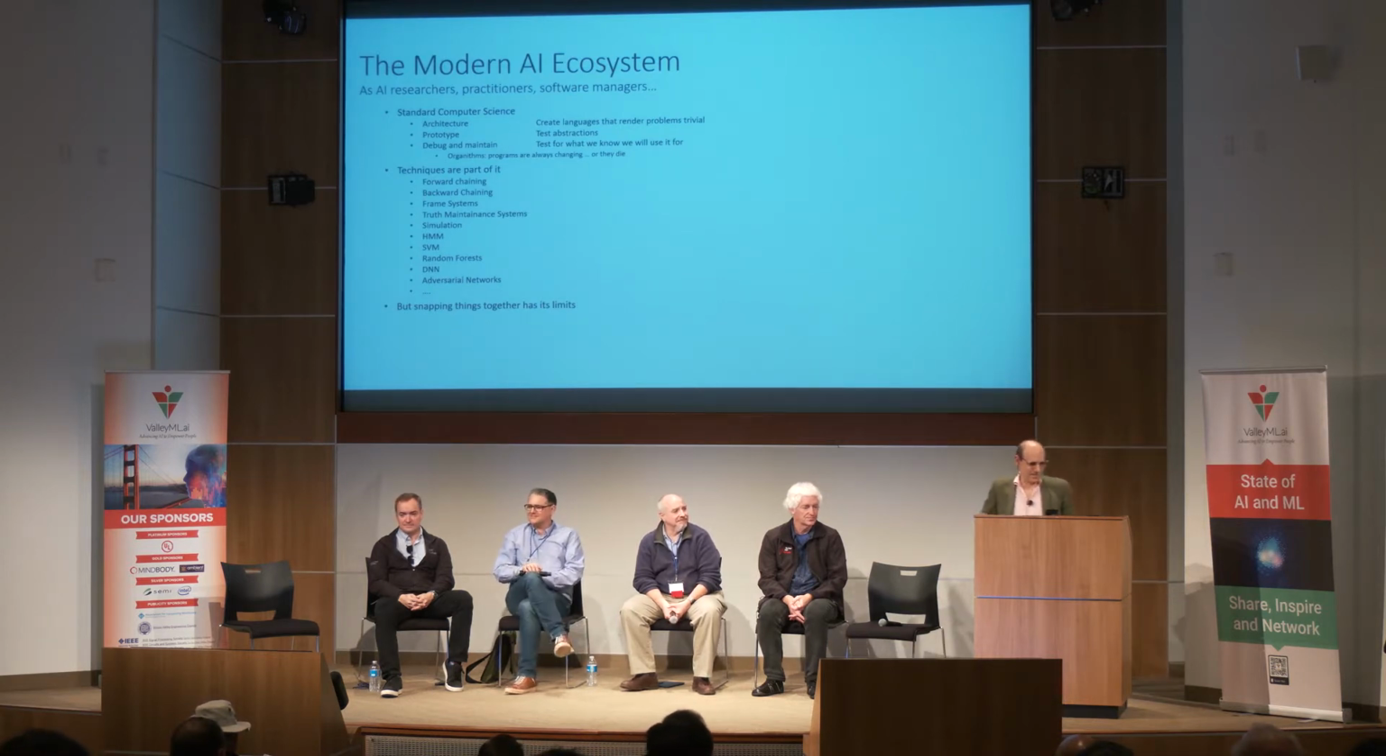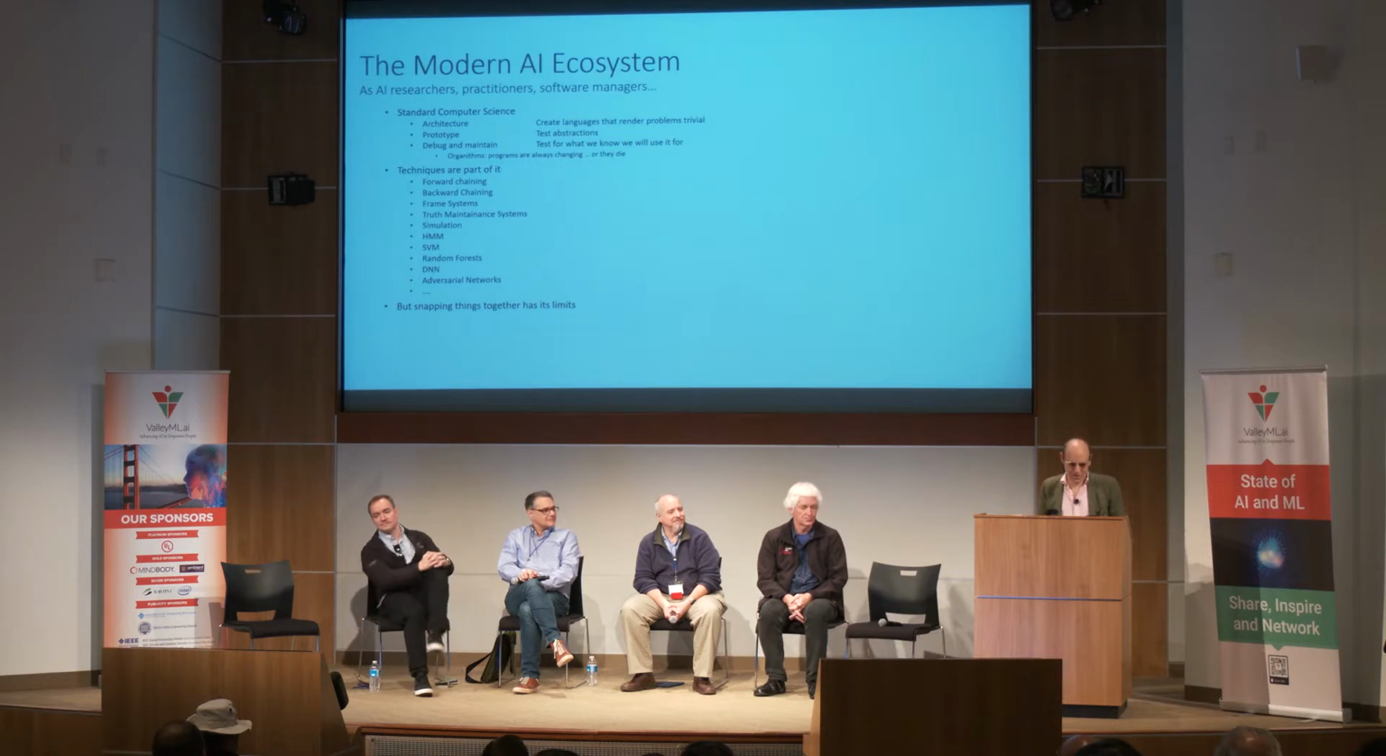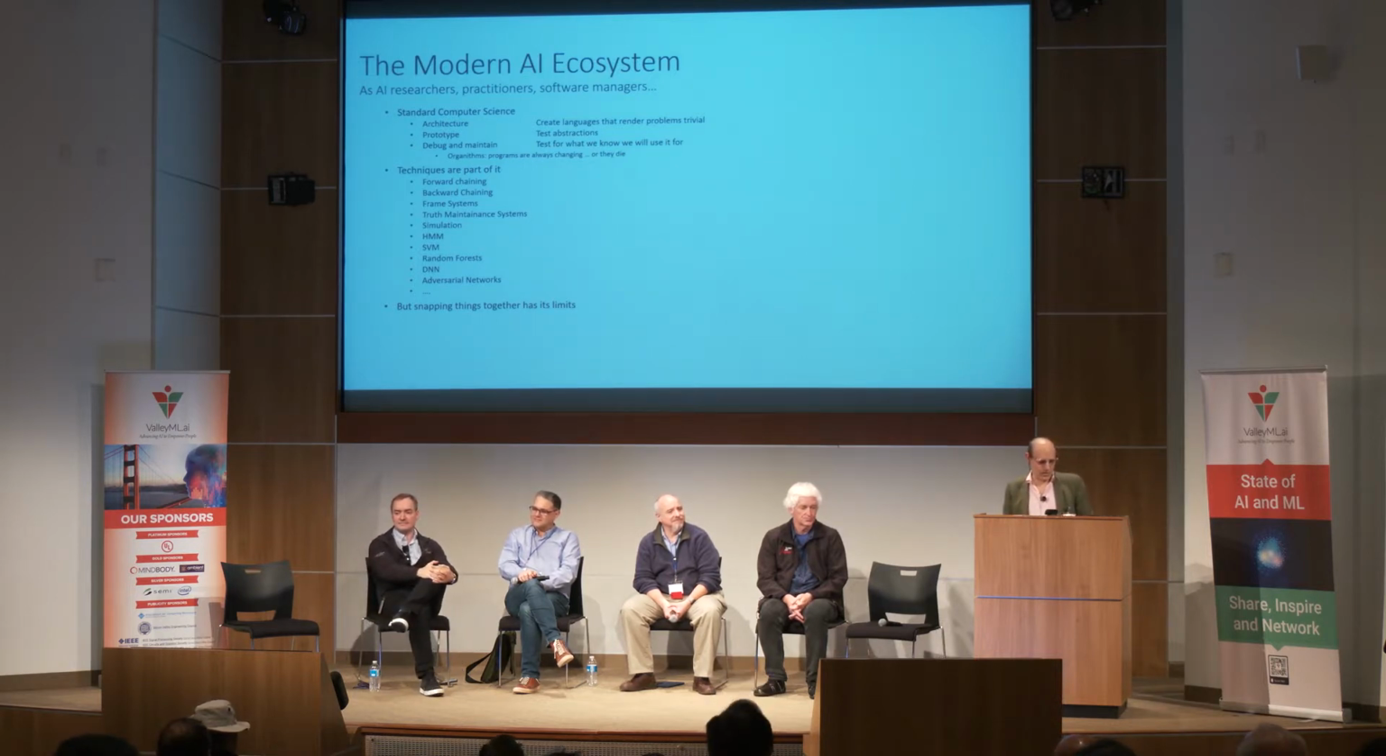The modern AI ecosystem really starts with some standard computer science. We create languages that render problems trivial, prototype to test abstractions, debug and maintain to test for what we know we'll use it for. But actually, programs are always changing or else they die. Alan Perlis said that, about organisms or those things. And the question is, what techniques do we use for what?